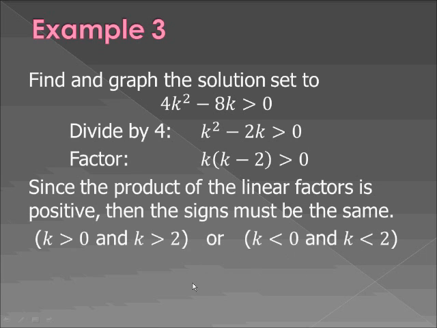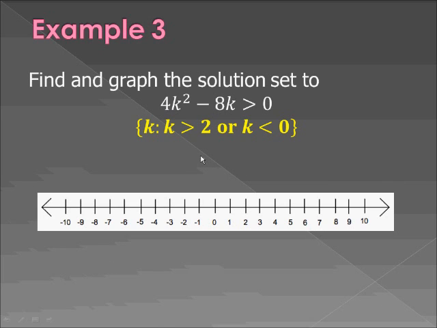So take both ands, let's see what we get. K is greater than 0 and k is greater than 2 when k is greater than 2. K is less than 0 and k is less than 2 when k is less than 0. So you're going to plot these. There's your solution set: k is such that k is greater than 2 or k is less than 0. Put open circles at 0 and 2. At 0 you're going to go to the left because k is less than 0. At 2 you're going to go to the right because it's greater than 2. So when you have a greater than sign, you're often going to see this type of pattern where you have two rays going outward from the zeros.